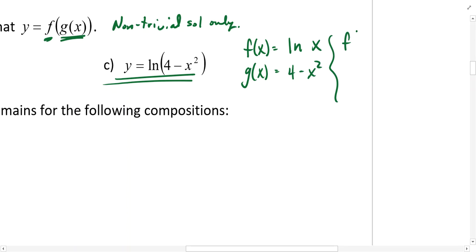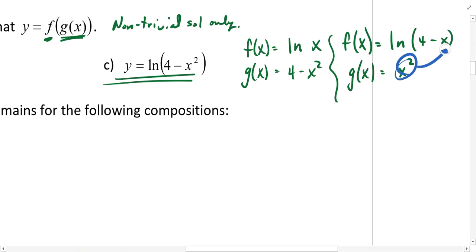Another acceptable answer might be this. The f of x is equal to the natural log of 4 minus x, and my inner function is x squared. And so if I were to substitute x squared in place of the argument x here, I would still end up with natural log of 4 minus x squared. If I were to substitute 4 minus x squared into here, then I would still end up with the natural log of 4 minus x squared. Both of these results are acceptable as both are not trivial solutions.